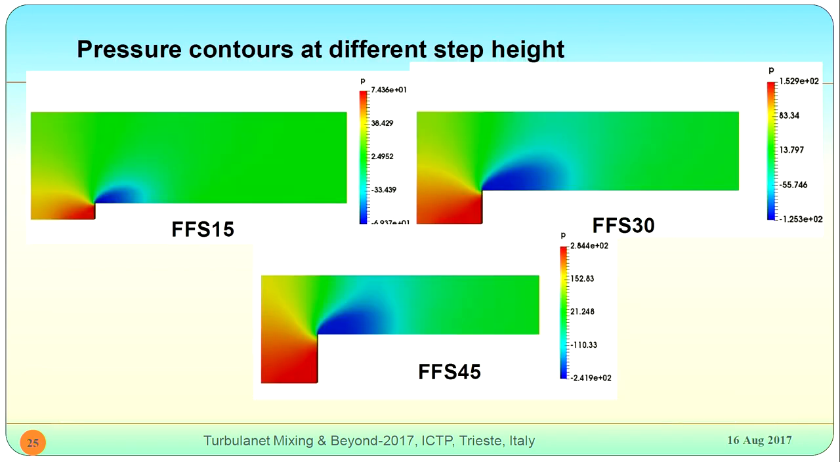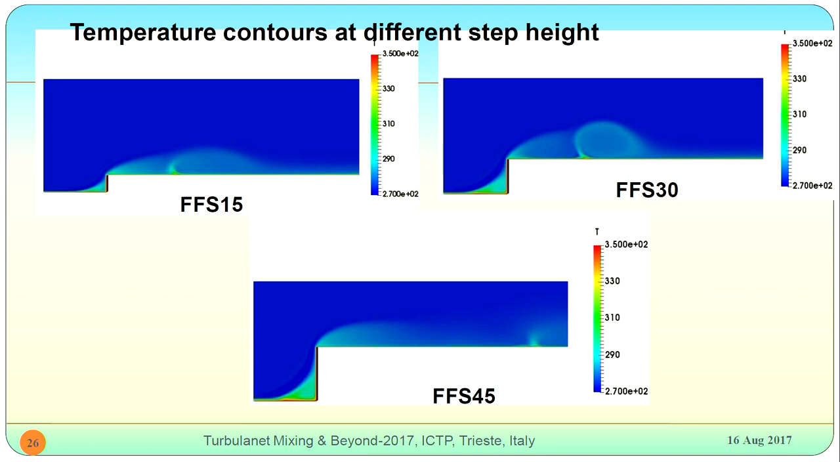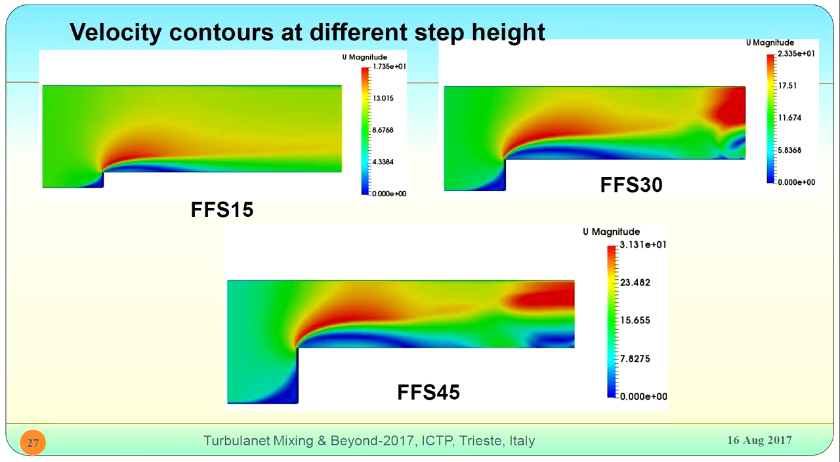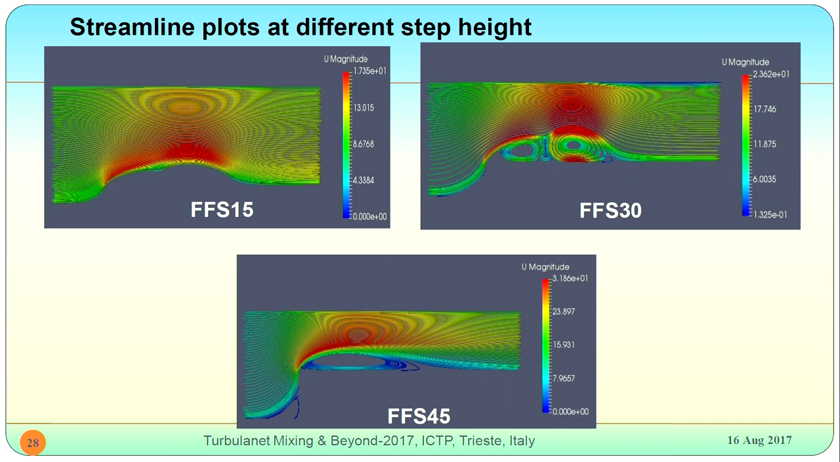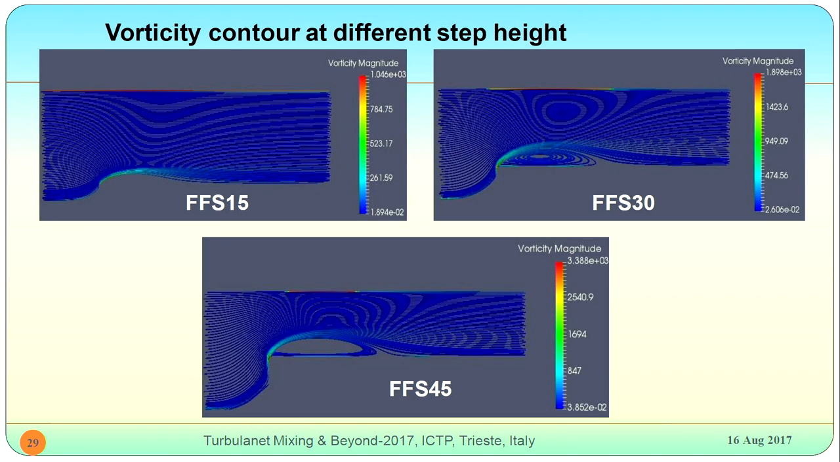So these are the results for k-epsilon. It is just to give you a glimpse of what happens if the step height is changed. Of course, these are very obvious results for temperatures, velocity contours and the streamlines. So in this one, when you have 30%, we are having two counter-rotating vortices over here, and in the other cases similarly, but this is one result, and our more interested one is in this.